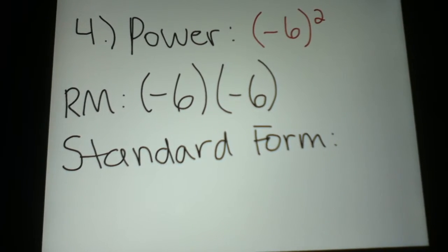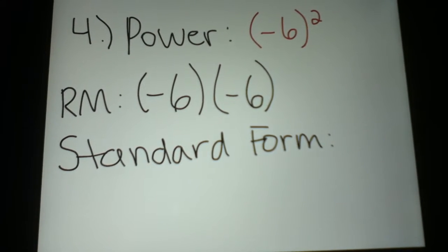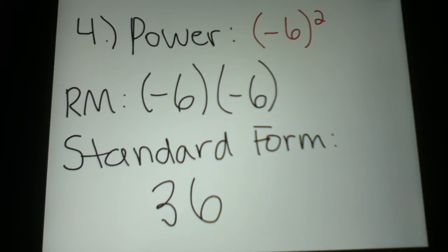Now we could find the standard form by doing 6 times 6, which is 36. This will be the final answer because even though there are negatives, they are part of the base, meaning that they will not be included in the answer.